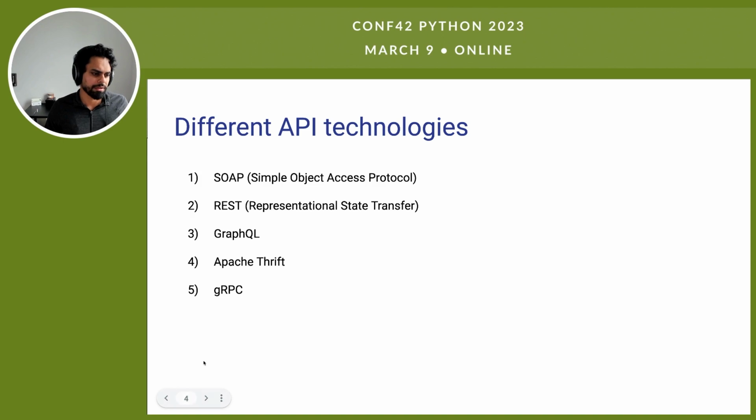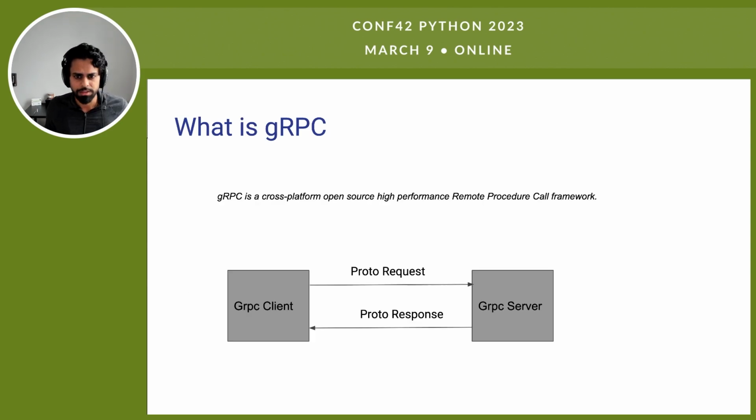Finally, we have these two technologies here, Apache Thrift and gRPC, which are fairly similar. Thrift was built by Facebook, gRPC by Google, but they were both solving the same problem, which is having an API technology that was designed to be strongly typed and high performance. gRPC seems to have won out in terms of adoption. It is far more widely used than Thrift, and that is why we will be focusing on gRPC for the rest of this talk. So, what is gRPC?